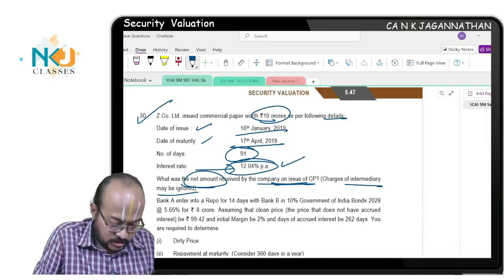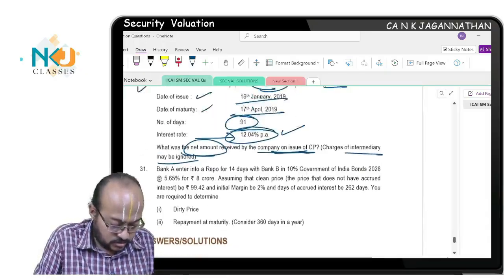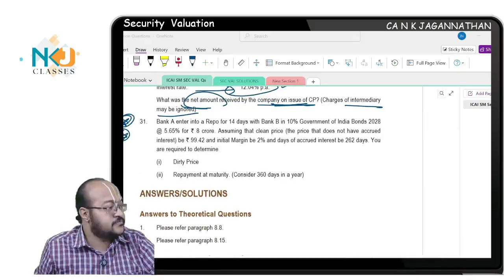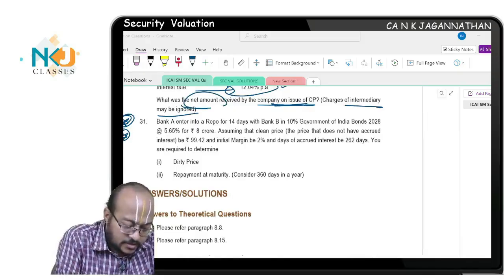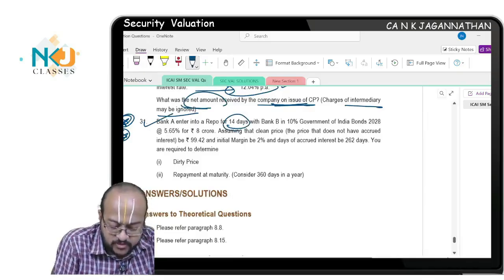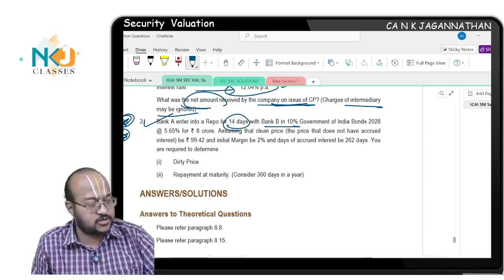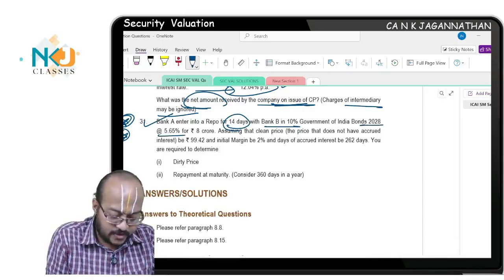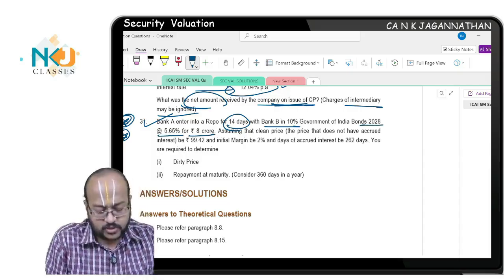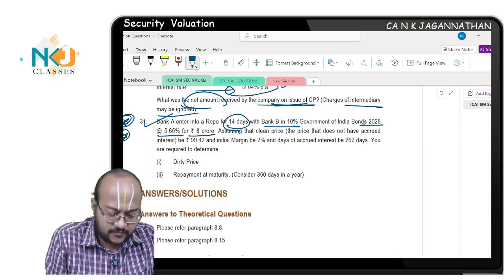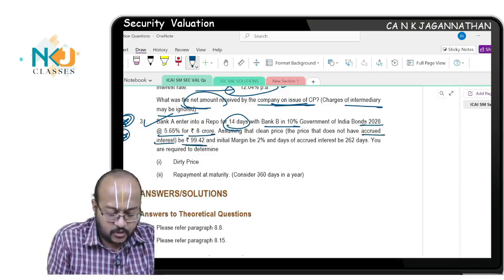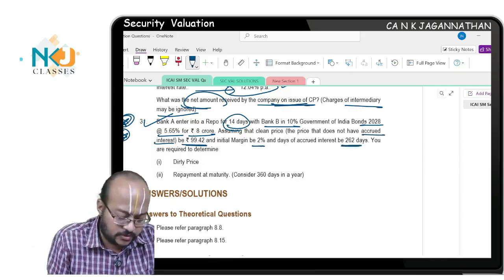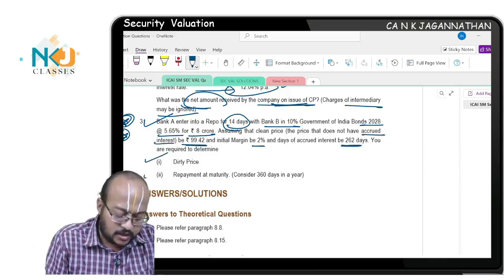Okay. Last question. Take question number 31. Very, very important question. Mark it as important. Bank A enters into a repo for 14 days with Bank B in 10% Government of India bonds, maturing 2028, at 5.6% for 8 crores. Assuming the clean price, the price that does not have the accrued interest, be 99.42 and the initial margin be 2%. Days of accrued interest is 262 days. You are required to determine the dirty price of the bond and repayment at maturity.